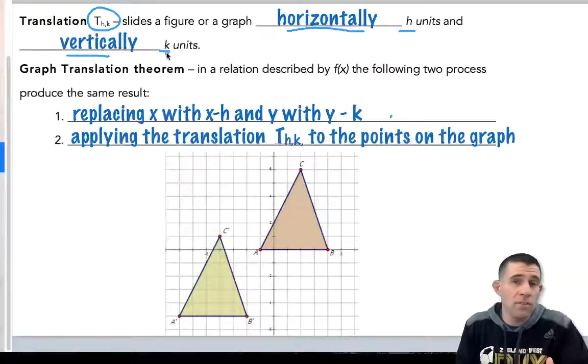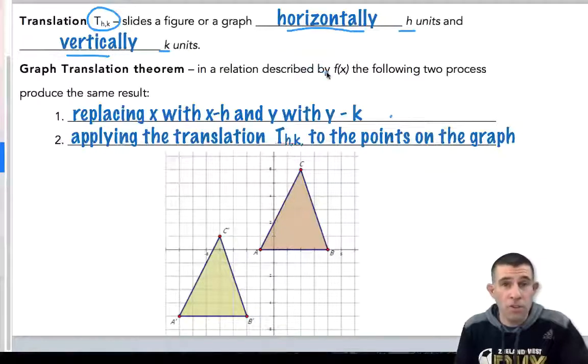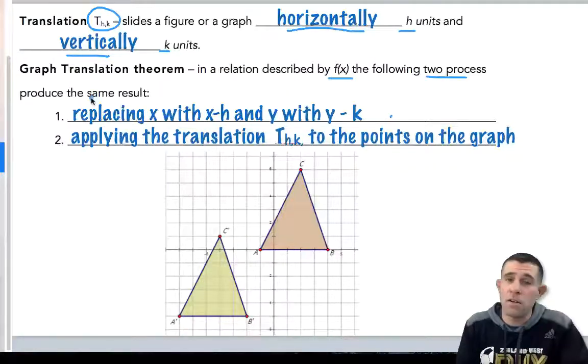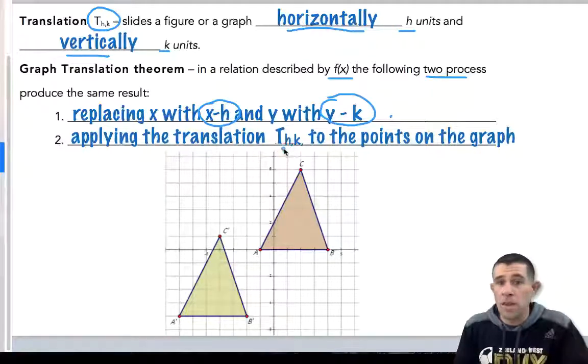Well, the graph translation theorem does the same thing, but it's going to slide a graph or a function or a relation in the coordinate plane. And it simply says this: in a relation described by f of x, the following two processes are the same. Replacing the x in the function with x minus h, and replacing the y in the function with y minus k. Now, doing this essentially applies the translation t sub h comma k. In other words, it slides it horizontally h units and vertically k units.